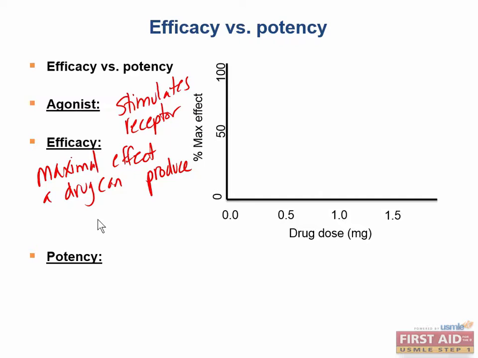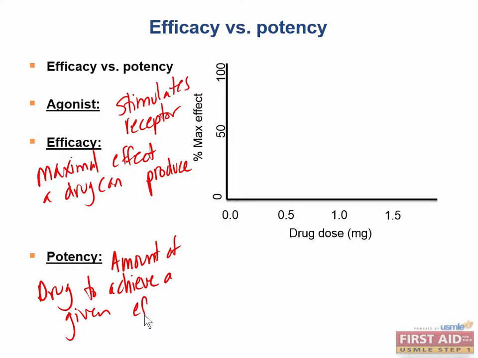So we now shift to the concept of potency. Potency is the amount of drug to achieve a given effect. Potency is defined as the amount of drug needed to achieve a given effect. Potency of a drug is directly related to the drug's affinity for its target receptor. The higher the affinity for the receptor, the higher the potency of the drug. A more potent drug will be shifted to the left on our graph because less drug is going to be needed. A less potent drug will be shifted to the right on this graph since more drug is needed to achieve this target effect.